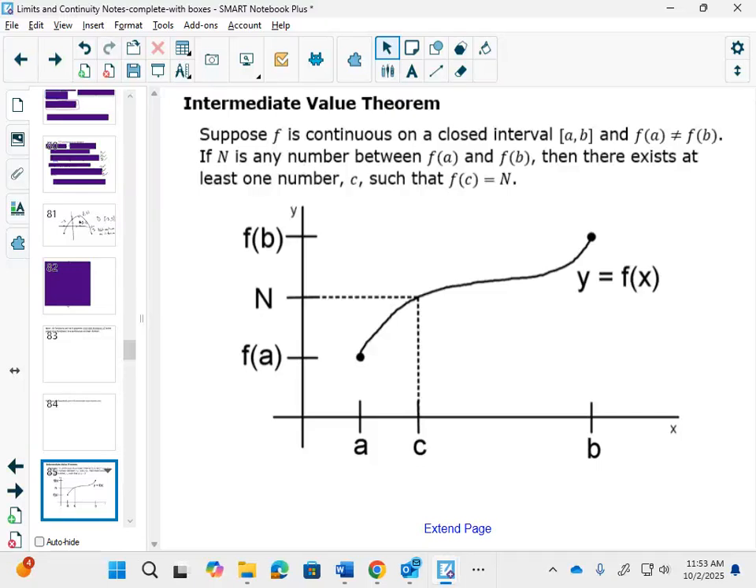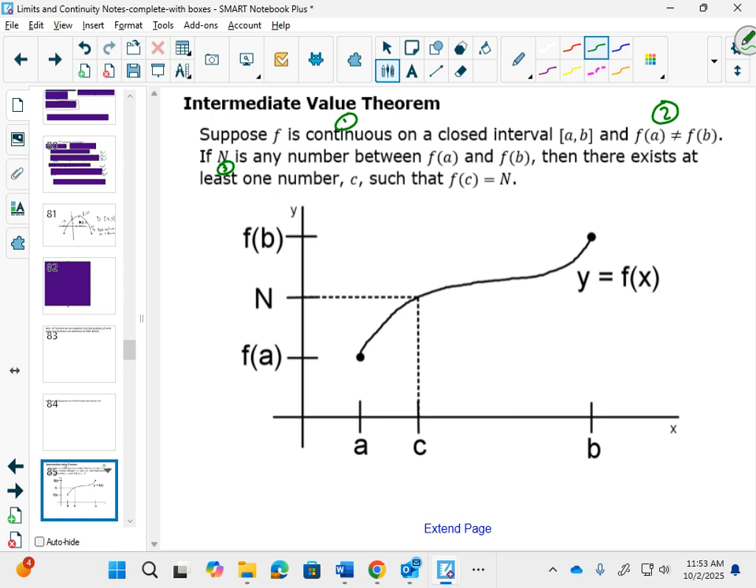Here's our intermediate value theorem. It needs to be, 1, continuous on the closed interval from a to b. 2, just like you saw in that previous video, f of a and f of b cannot be the same. Then 3, n, he used k, is any number in between f of a and f of b.